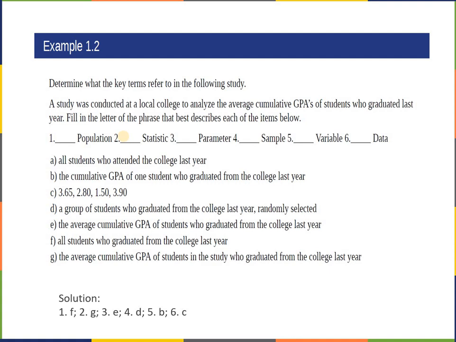Number 5, we need to identify the variable. The variable here is the different GPA for one student. So the variable is going to be the cumulative GPA for one student who graduated from college last year. And that is sentence B. Lastly, the data. The data is basically numbers that represent GPA for some students. And that is C. C, as you can see here, 3.65, 2.80, 1.50, 3.90. All of these represent GPAs from individual students.